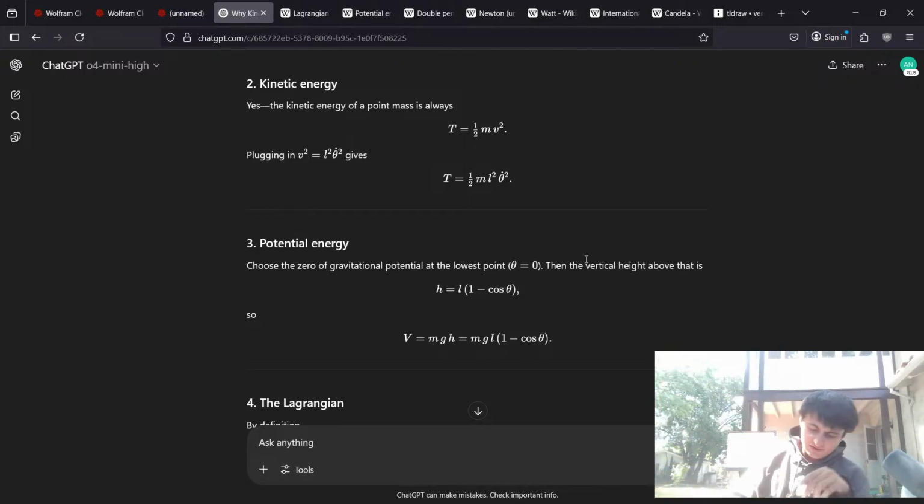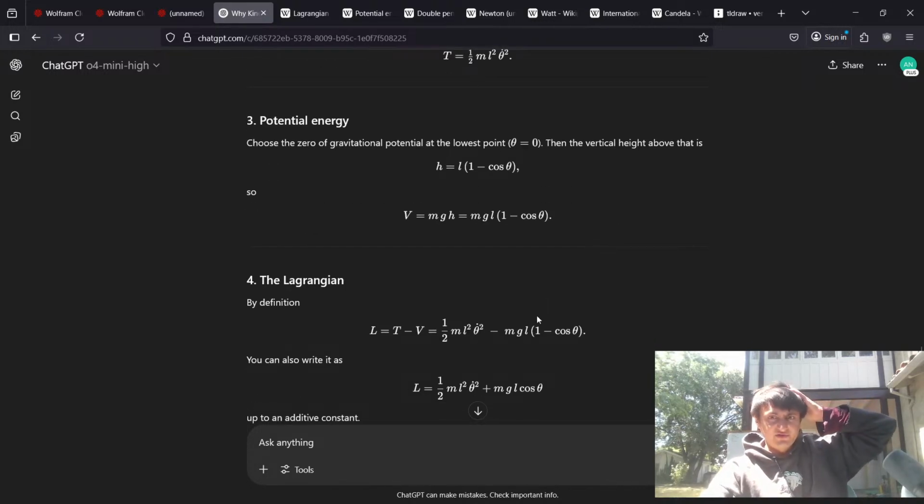Oh yes, wait, so mg delta y becomes mg times L times 1 minus cos theta, which is equal to mgl(1 minus cos theta). Okay, cool. So we get the potential.